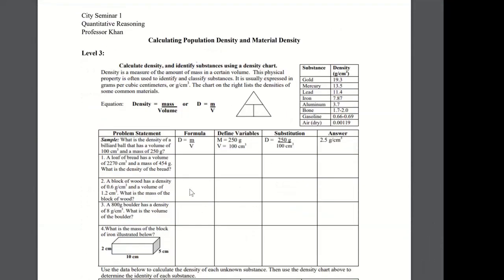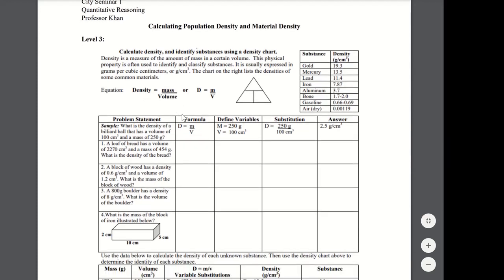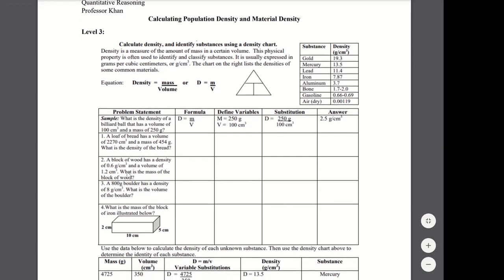Level 3, right? This might look like a lot, but it's not. It's exactly the same. I give you a small definition of density. You could copy this into your notebook, and you don't have to copy the words.